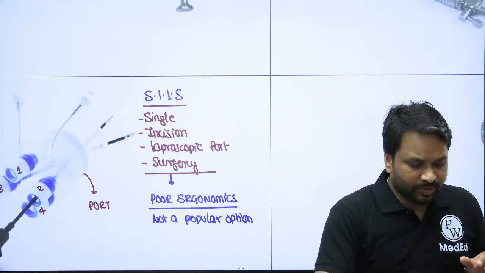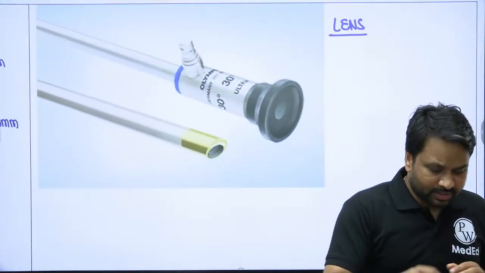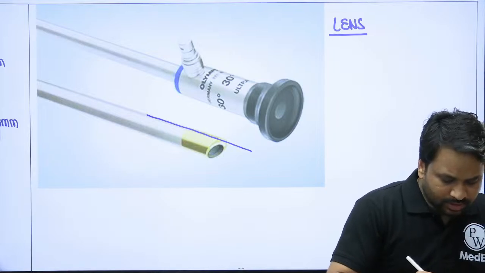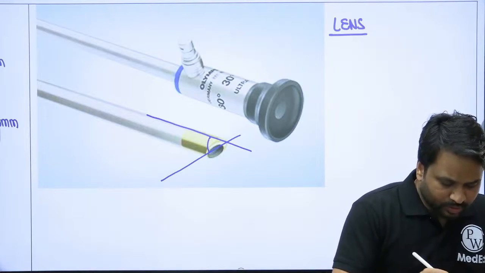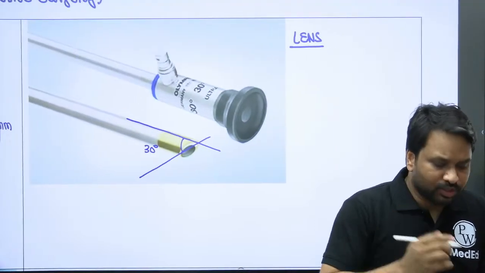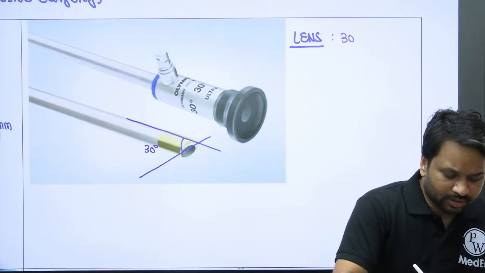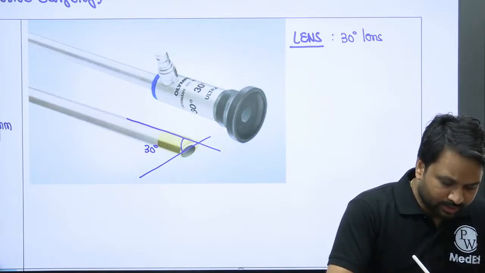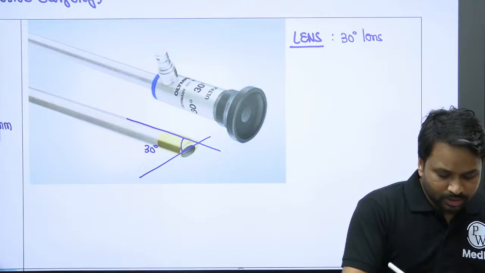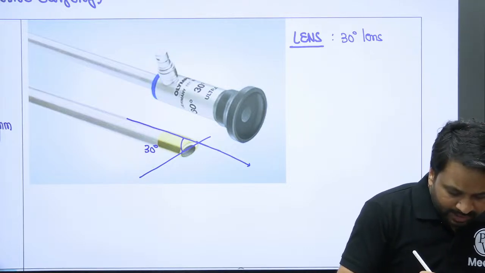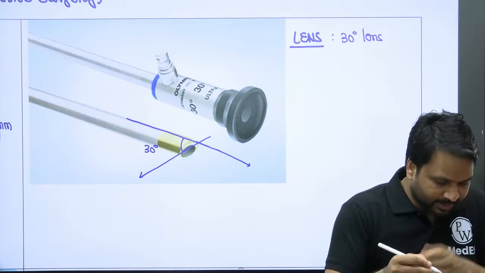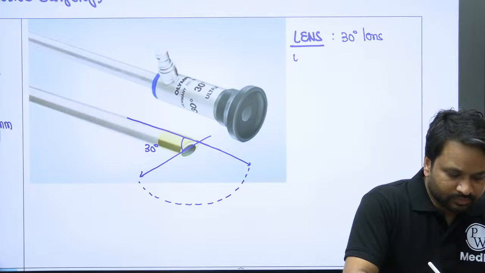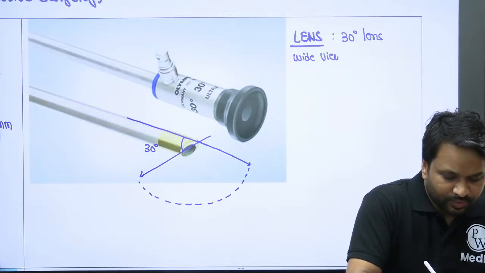Absolutely correct, right? Coming back to this one, this is what we call the lens. So when you look at the angle that we are going to use, now this is the angulated lens that we have. So this is going to be a 30-degree lens, right? With a 30-degree lens, when you look at the viewing angle, I will have a wide viewing angle. Because the lens is 30 degrees, it is going to have a wide viewing angle.